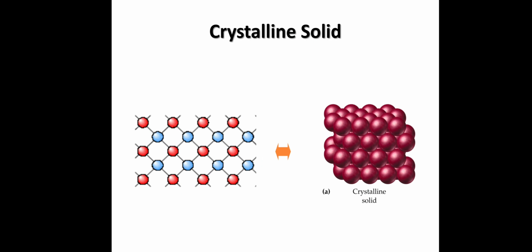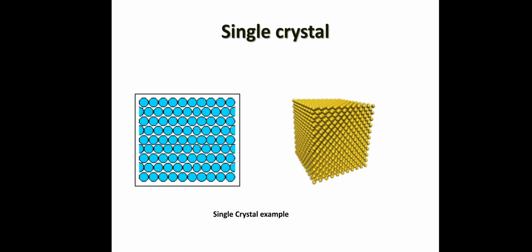So crystalline solid, as I mentioned, has periodic, definite orientation and location of atoms, wherever you observe it looks the same. So in the crystalline solid, you are observing the periodicity of arrangement of atoms in space. This is a single crystal.